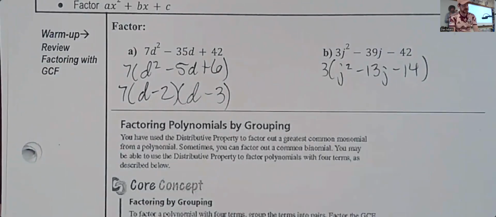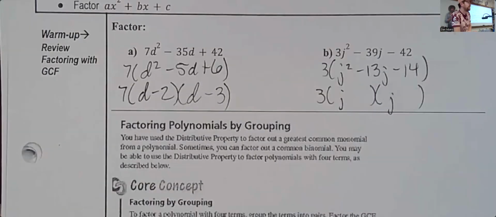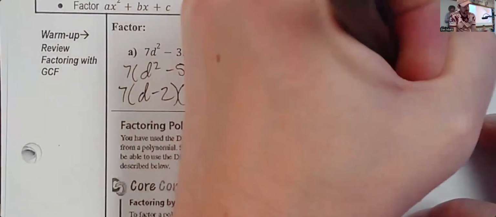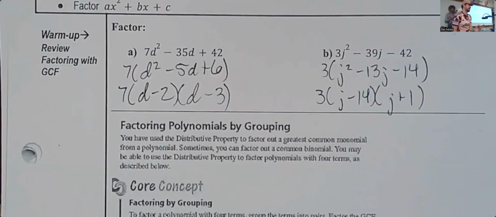So what are our two factors that we're going to use here? 14 and 1, okay, and we have a negative multiplication, so that means one's got to be positive and one has to be negative. Which one's negative? The 14, yeah. So we got j minus 14 and j plus 1, or j plus 1 times j minus 14, either way.